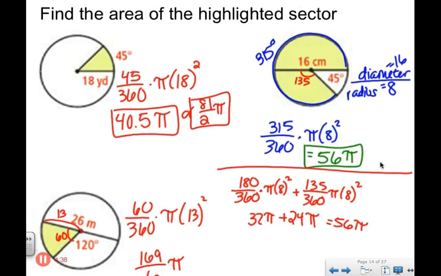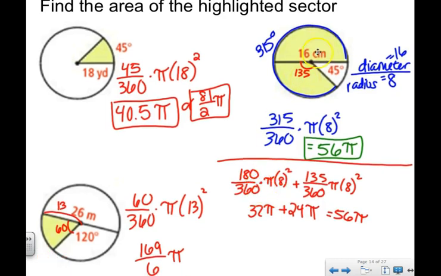You could have also broken this down into finding the area of this piece and adding it to the area of this piece. So I did that down here. So I did the area of the semicircle, so 180 over 360 times pi 8 squared. And I also found that this little piece right here was 135 degrees. So I did 135 over 360 pi times 8 squared again. When you type them in without pi, you would get 32 pi and 24 pi, which if you add them together, you will get 56.